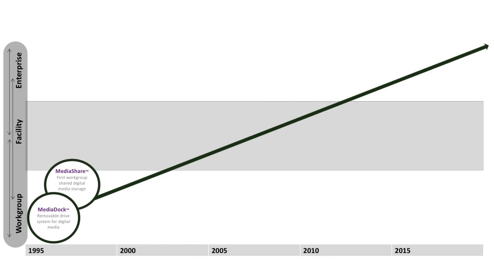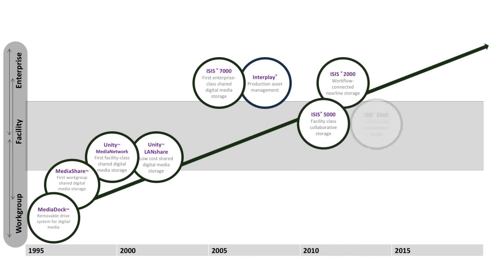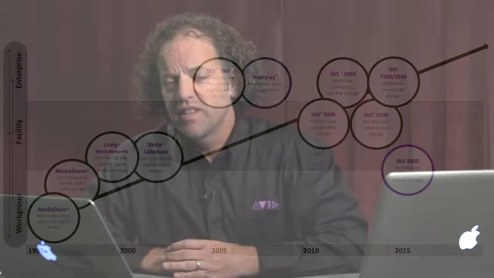Avid has a long history of developing the easiest to use and most robust shared storage in the entertainment industry. The ISIS 1000 brings the same proven technology to smaller creative teams.